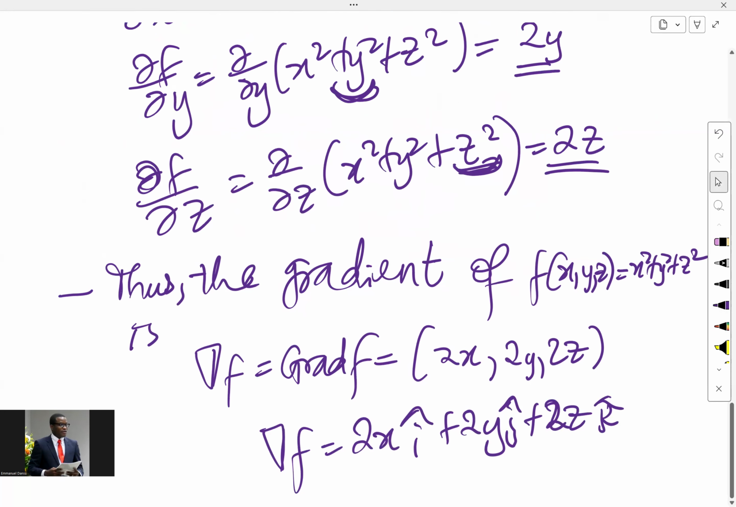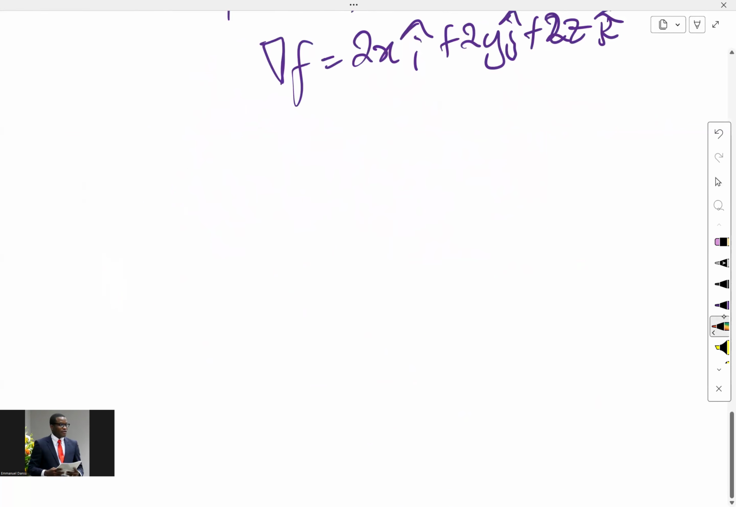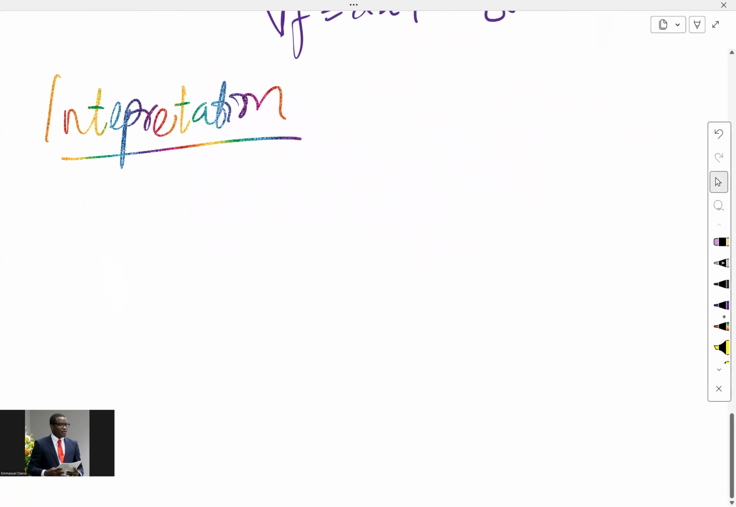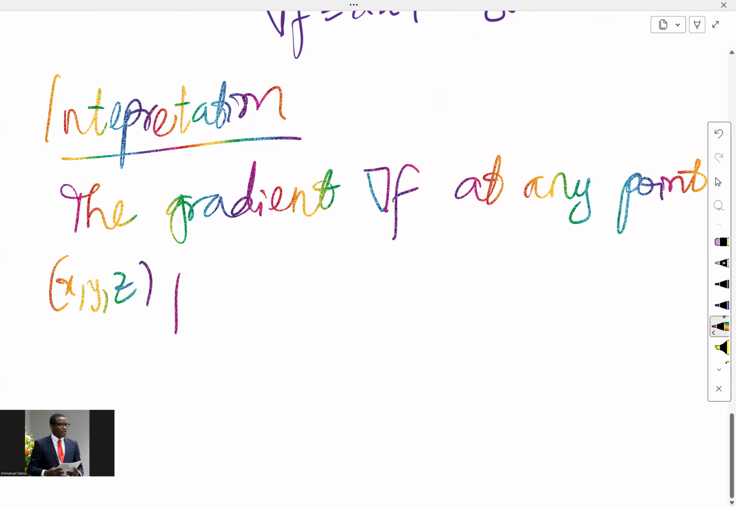And then what about the interpretation? What does this translate to? What does it mean in reality? So let's talk about the interpretation. The gradient, grad f or nabla f, at any point x, y, z points radially outwards.